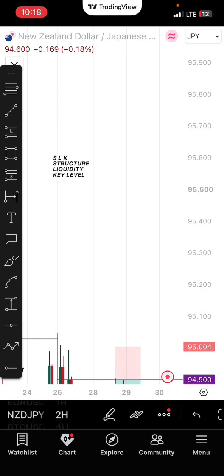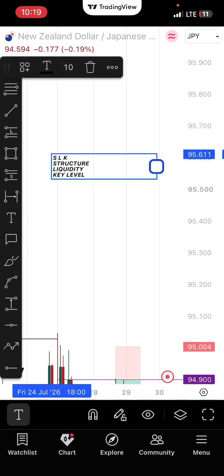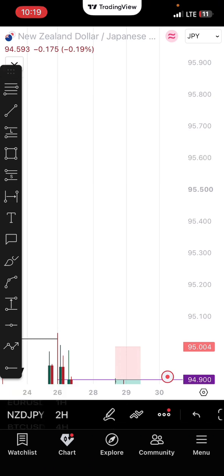So first thing first, identify your structure, know where market is coming from or where market is going to. What will help you to do that is also the presence of liquidity, and then key level. Your key levels, you use for your entry and also for your exit. You know when to enter and when to exit the trade. So without talking much, let's delve into this particular trade breakdown.